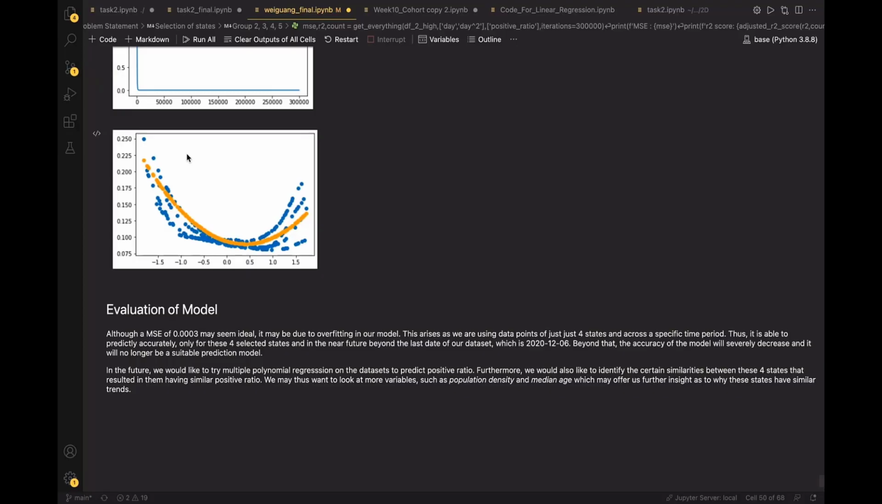Although such a low MSE may seem ideal, this may be due to overfitting of our model. This arises because of the fact that we only use 4 states and across a specific time period. Therefore, using data from other states or other time periods may result in a very low accuracy of our model.